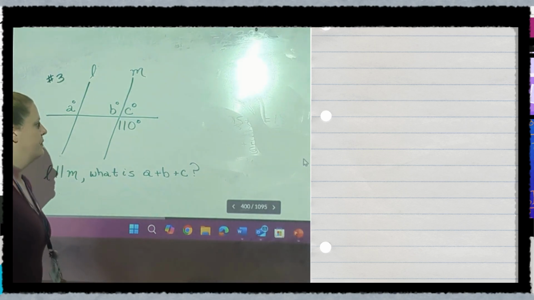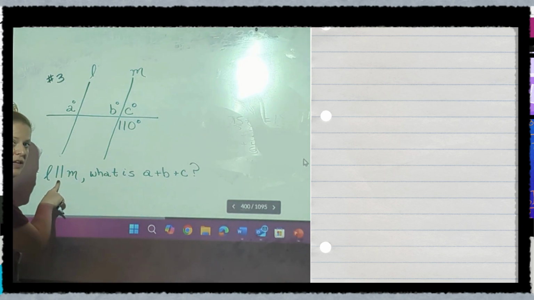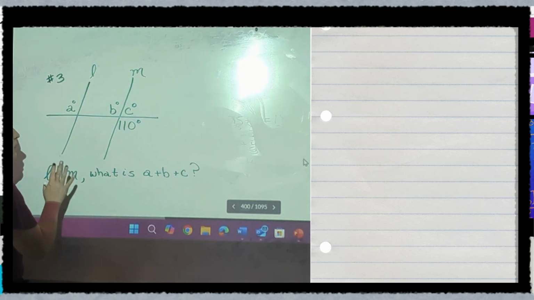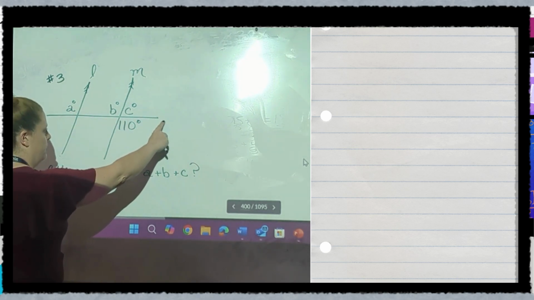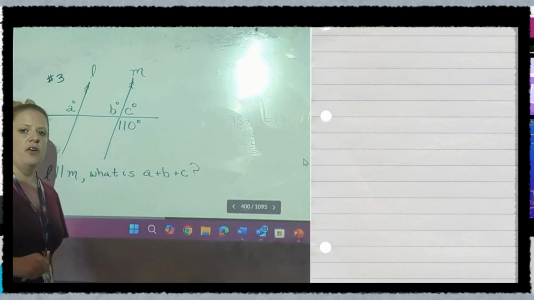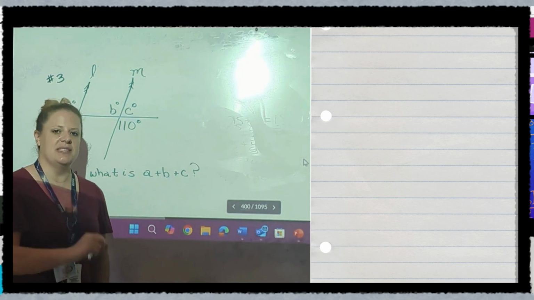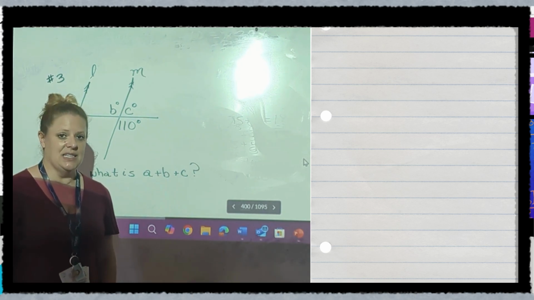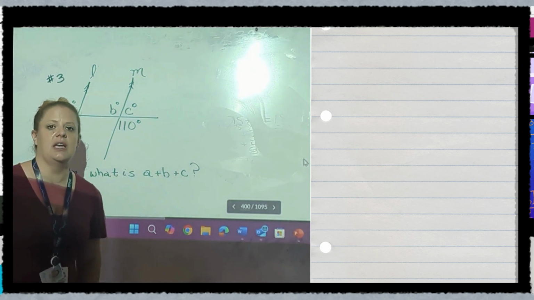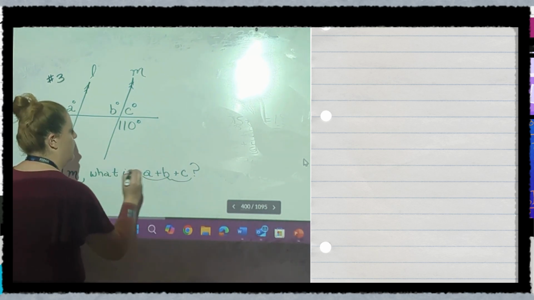Number 3, you are given this picture. You're told L and M are parallel. Again, that is parallel. That's not an 11. That's not a triple I or double I or whatever. So L and M are parallel. They have a transversal. They give you some variables and a value and ask what is A plus B plus C. So always, always, always, I said this on the previous one as well, look at what they're asking. Don't give me the value of just A or B or C. You have to add them up. What is their sum? Okay, so remember that's what we're looking for.